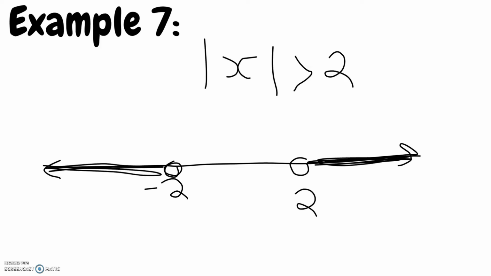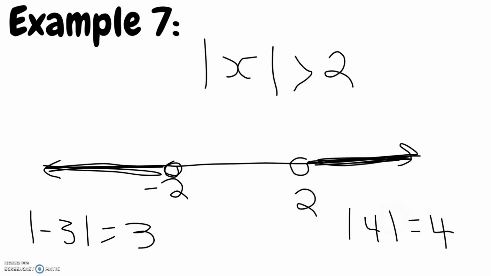And just to kind of prove the point here, let's say we were to take negative 3 and evaluate that. The absolute value of negative 3 is 3. 3 is greater than 2, so we know that all the values on the left side of the graph are going to hold true. And then say we were to take the absolute value of 4, which is a value from the right side of our number line. Absolute value of 4 is 4. 4 is greater than 2, so we kind of just prove that this holds true.